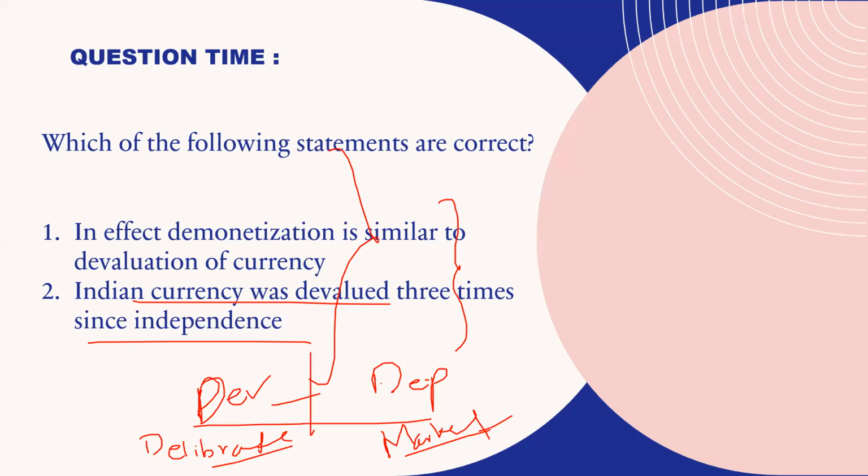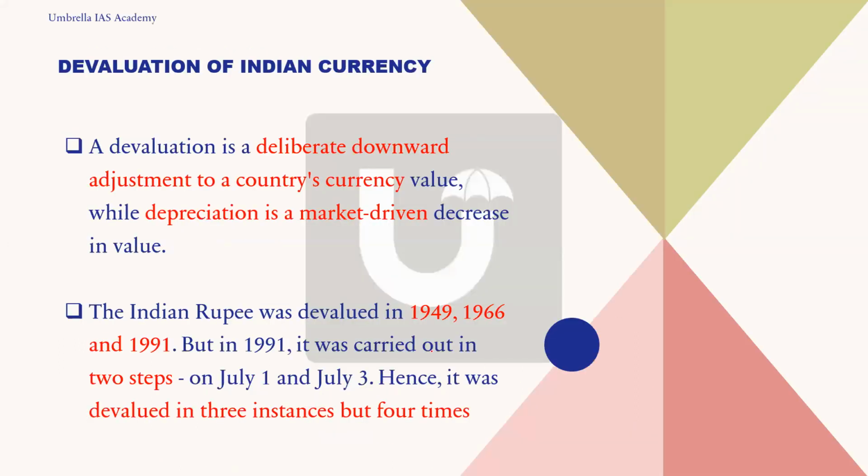So this basic difference we have to learn. Remember, a question is asked on this every year. You can go and check in 2021, 22, 23, 24. A question has definitely been asked on devaluation and depreciation, especially considering the rupee crisis. So you should definitely have clarity on what is depreciation, what is devaluation, what is market-based, what is deliberate.